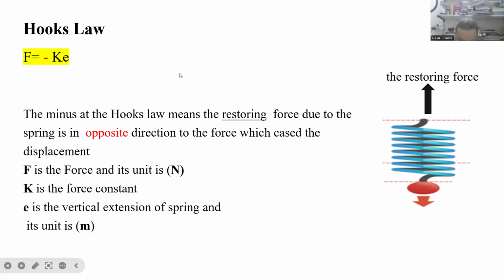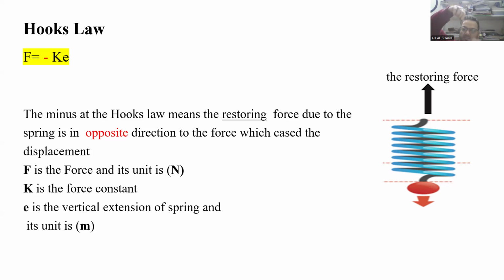At first, let's verify Hooke's law. What is Hooke's law? Hooke's law forms F, that means force, with unit N, equal minus K, that means the K constant of the spring, times the extension, e, the first letter from extension. What does the minus mean here? The minus means the restoring force direction of the spring. It's opposite with the gravitational force.